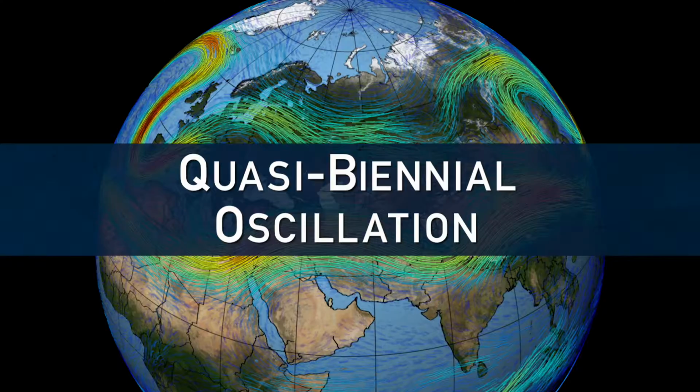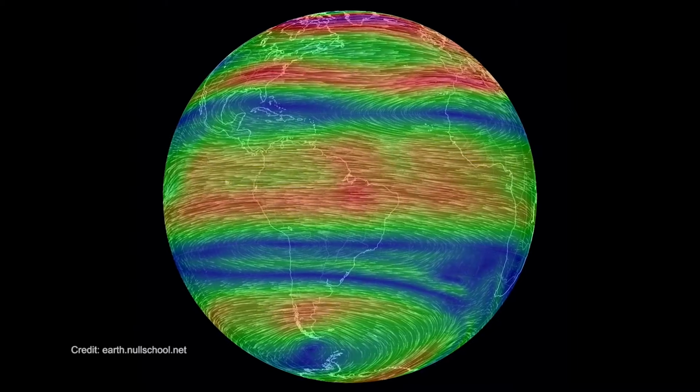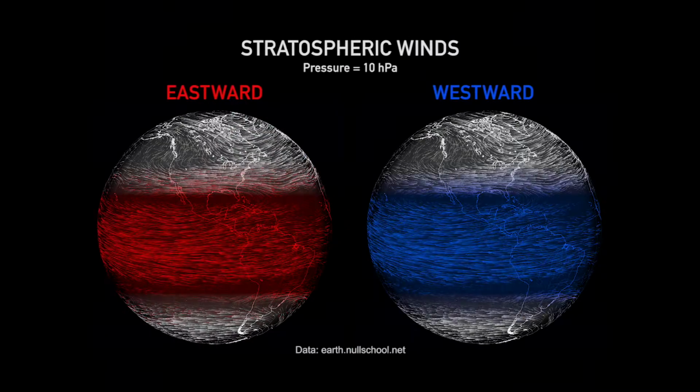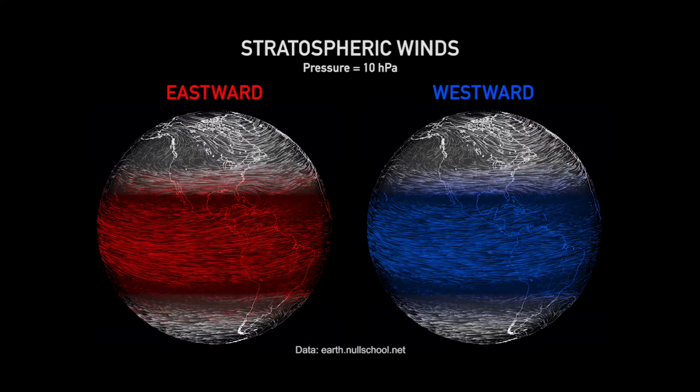The quasi-biennial oscillation, or the QBO, on Earth is an equatorial phenomenon in the stratosphere where the winds are changing direction approximately every 2 years. Depending on which phase the QBO is in, eastward or westward, the temperature signal corresponds to that. So it's warmer in the eastward phase and cooler in the westward phase.